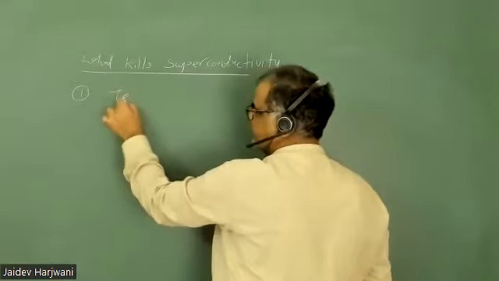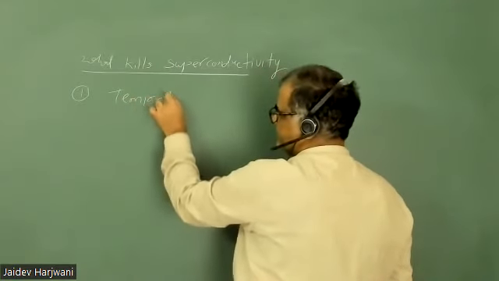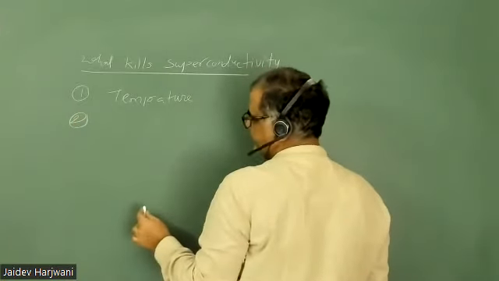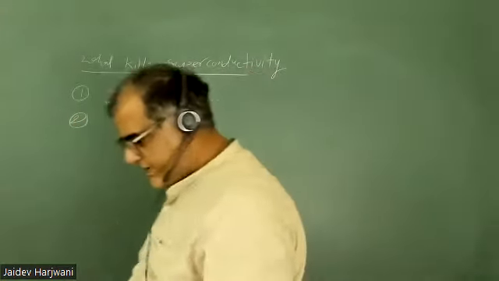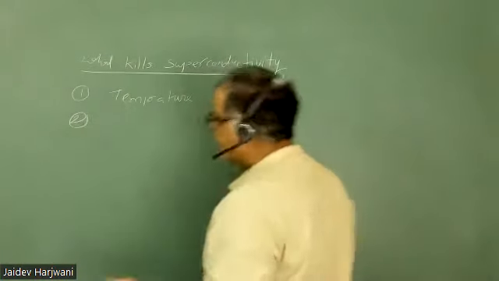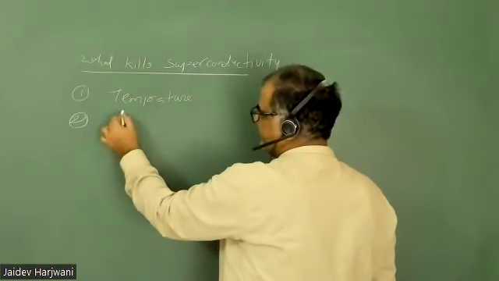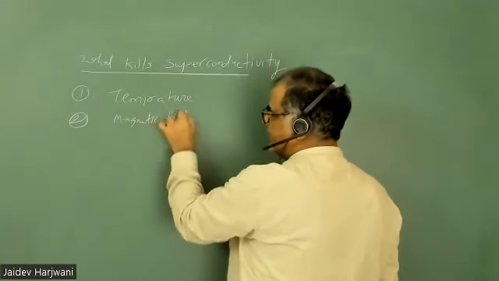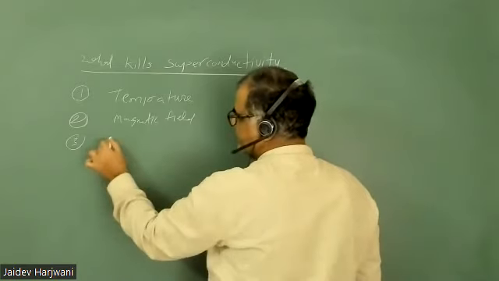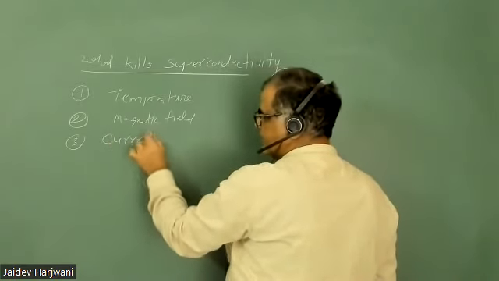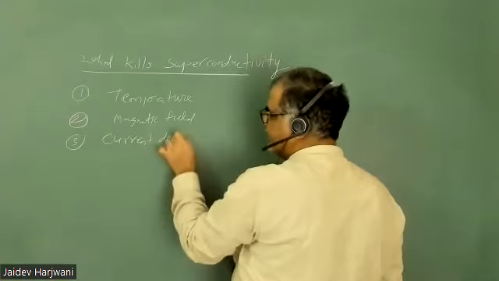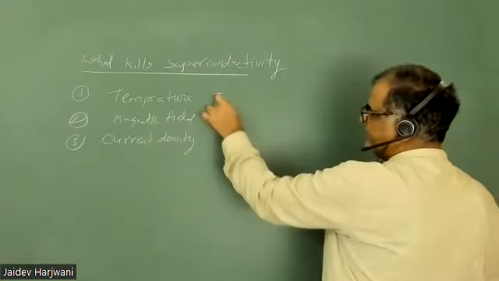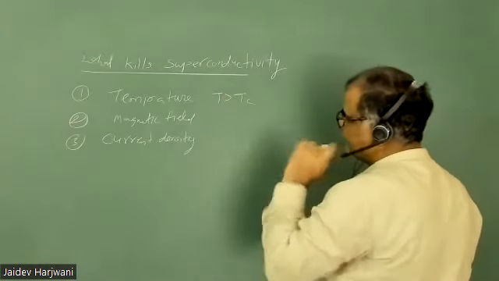One is temperature, which you showed in the definition. The second is the critical magnetic field. So magnetic field also can destroy superconductivity. And then you have the current density. Current density also can, if it's more than the limit. If temperature is greater than TC, then you can destroy superconductivity.